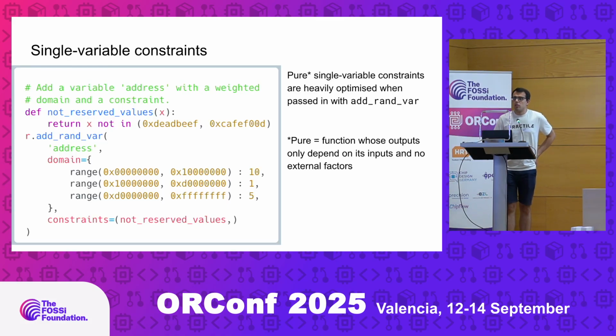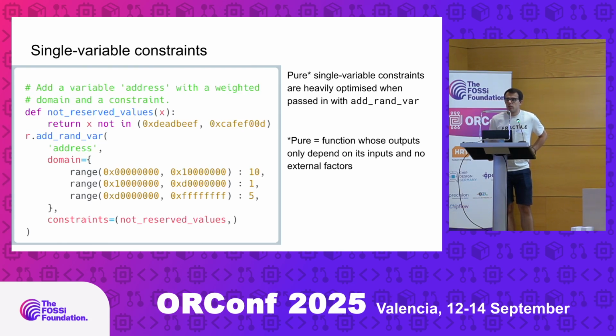You can add constraints to single variables, so you can add them as they're constructed. There's clear utility doing this here. So you've got a nice, clean, range-based kind of distribution. You don't want to pollute that by having to artificially chop the range up around the illegal addresses of dead beef and cafe food. So you just add a constraint to say you can't do those two values.